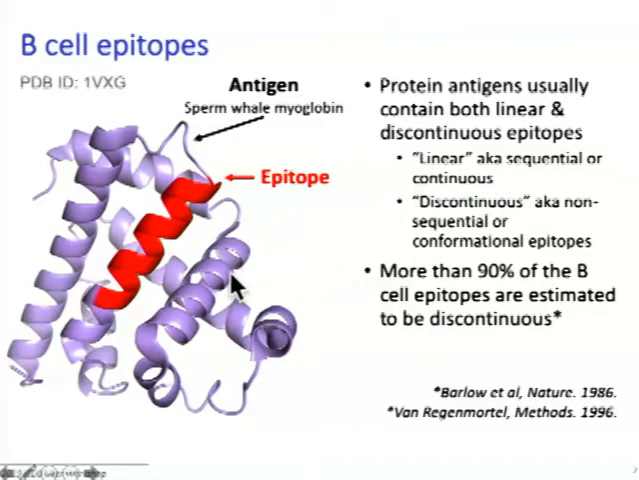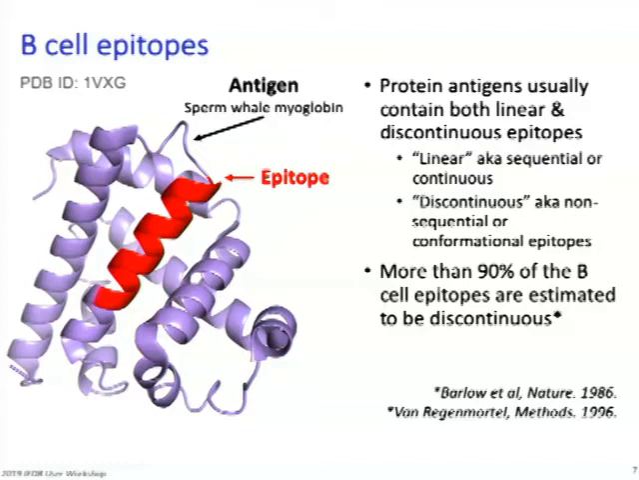Now, at the same time, you can argue differently if you can call something linear, if you are just capable of synthesizing a linear fragment that is able to bind. So it's a bit of a semantic issue what you consider linear versus what you consider discontinuous.